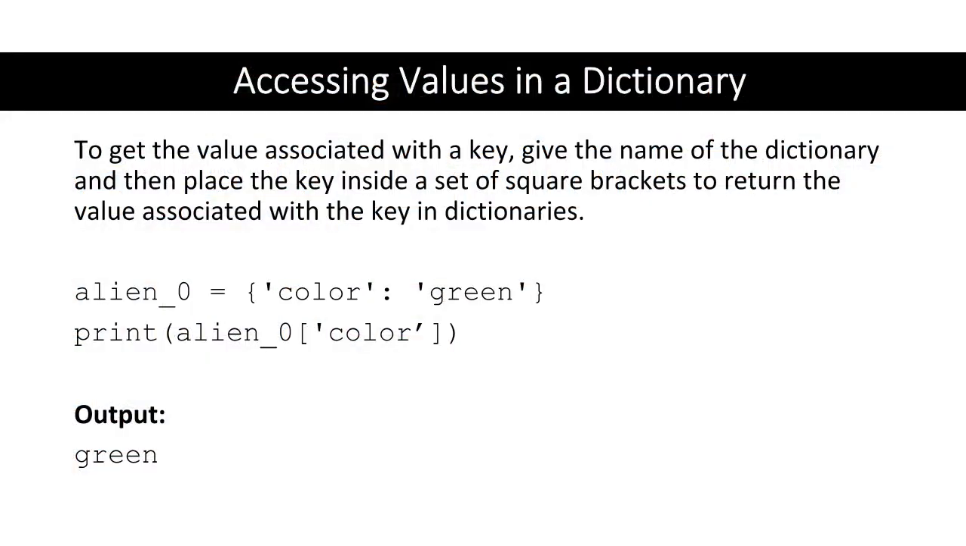To get the value associated with a key, give the name of the dictionary and then place the key inside a set of square brackets to return the value associated with the key in dictionaries. Here, alien_0 = {'color': 'green'}, then print(alien_0['color']). Python searches for the key color and returns its value. Output: green. This is direct key-based access.